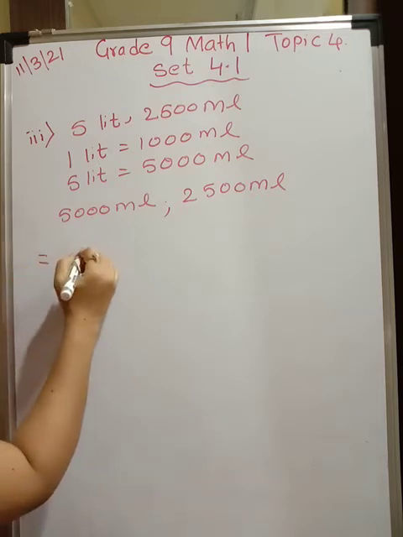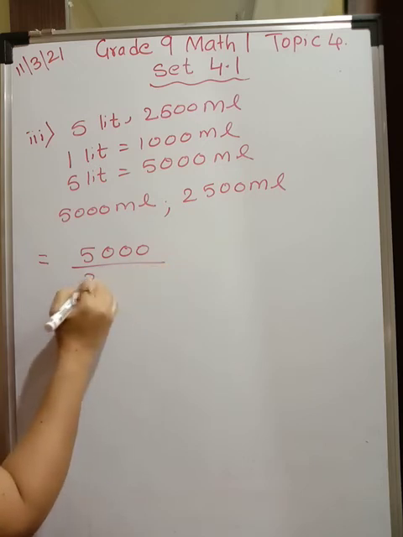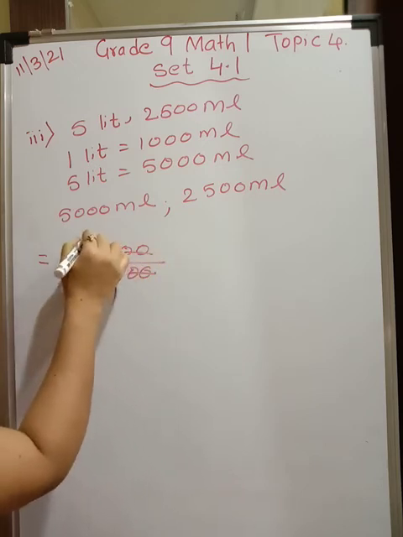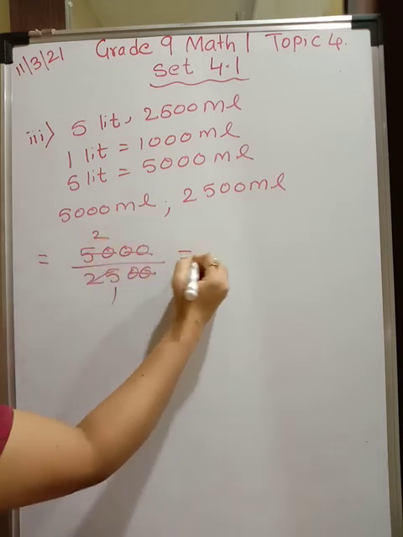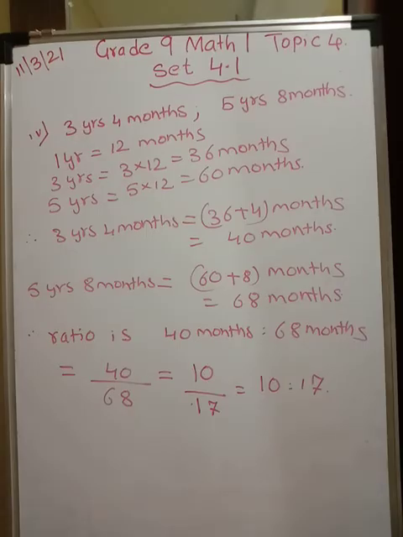So this is coming out to be 5000 upon 2500. 00 cancels. 25 ones are 25, 25 twos are 50. So your ratio is 2:1. Have you understood? Okay. Now the fourth problem, just check the fourth one. Now look at the fourth problem.